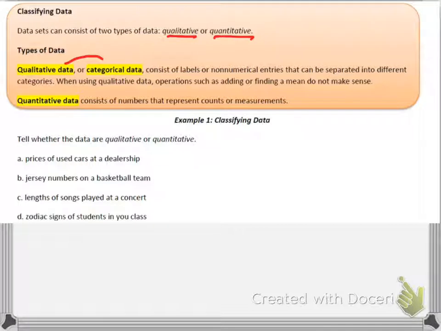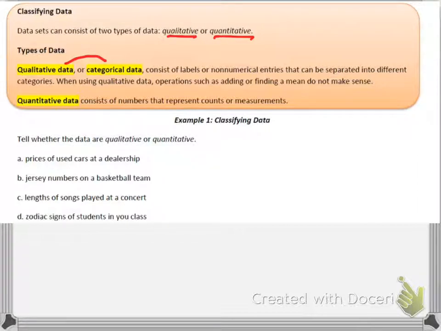Two types of data we're going to be focusing in on: qualitative and quantitative. Now, qualitative can also be called categorical data. This consists of labels or non-numerical entries. Basically, if I asked everyone in the class who their favorite band was, the answers I'm going to get back are not going to come in the form of numbers. They're going to come in the form of names. So that would be non-numerical, qualitative, or categorical data.